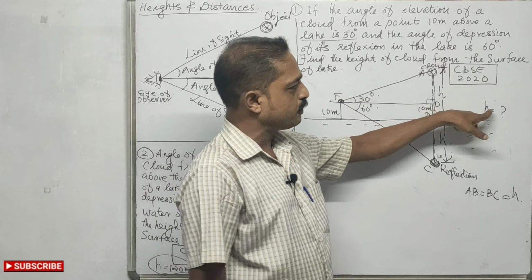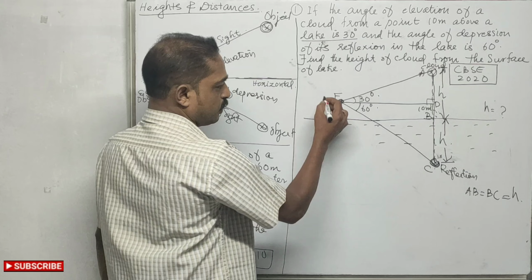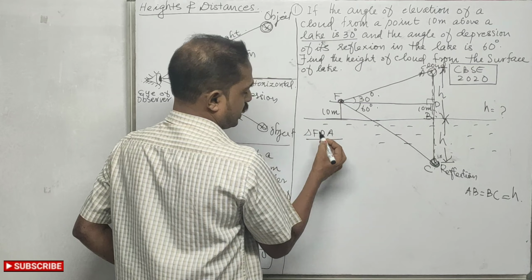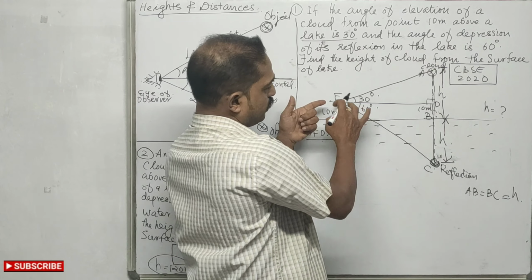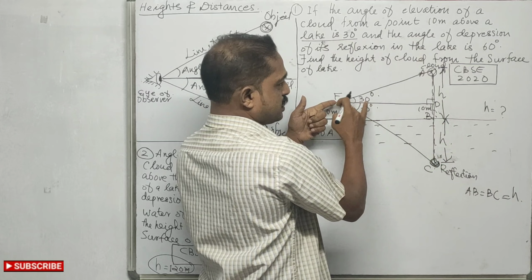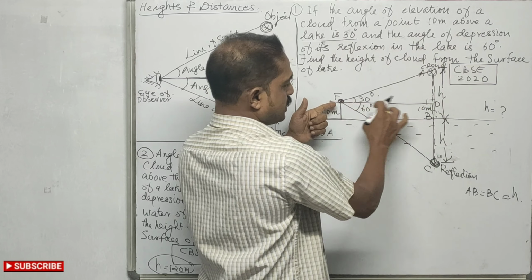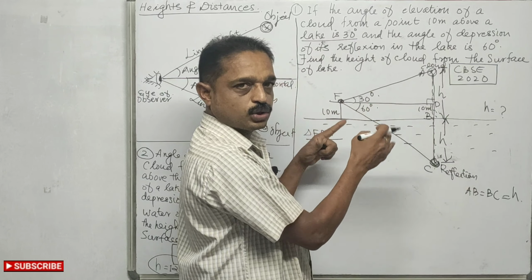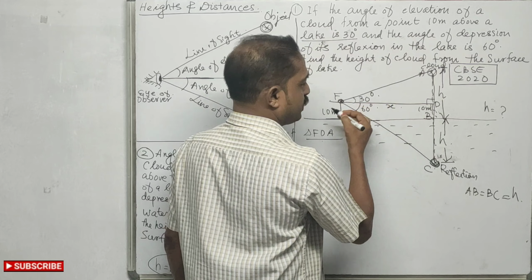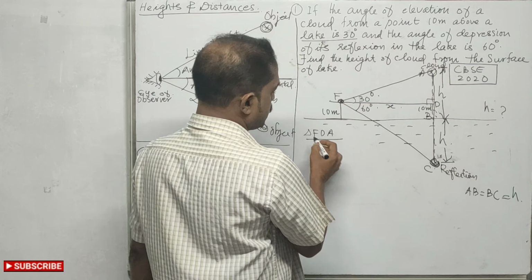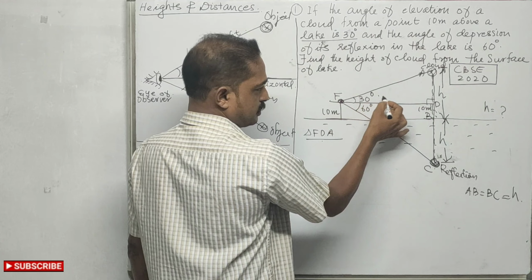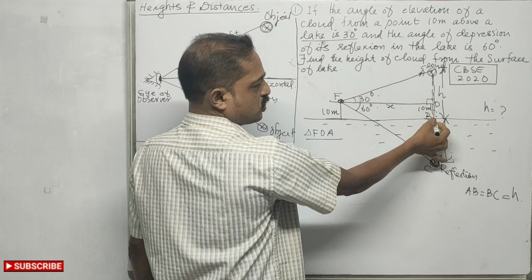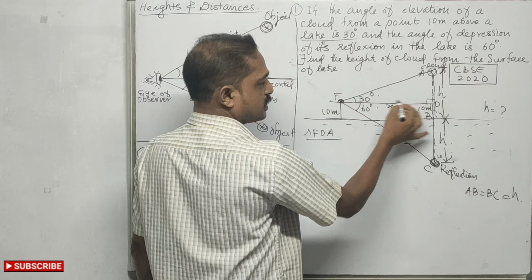You will have to find out the value of H. Now let us consider the triangle FDA, which is a right triangle. When we consider these two triangles FDA and FDC, we can say that this side FD is common to both the triangles. Let us assume that the distance FD is equal to X. From the triangle FDA, H is to be calculated. H is the distance AB, and this side X is common to both the triangles.